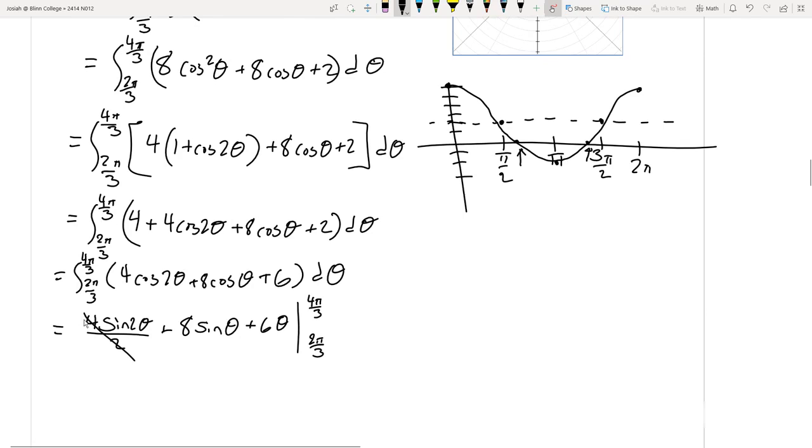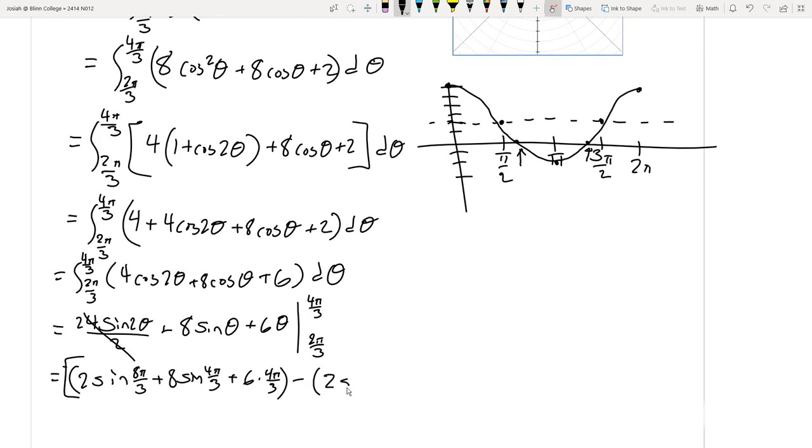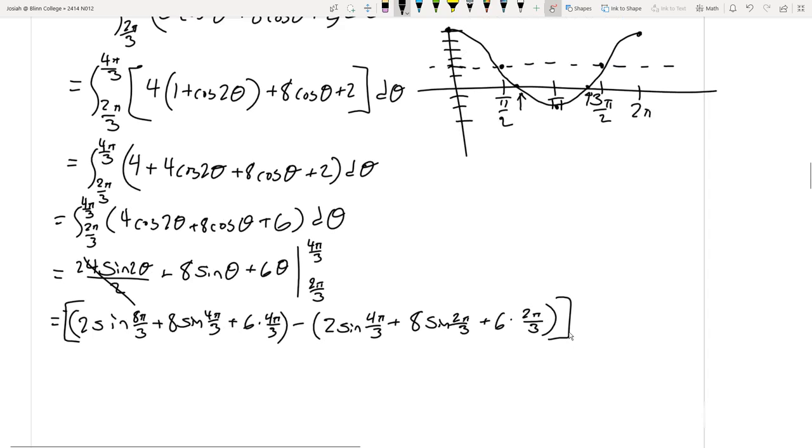All right, got some cancellation. This is now 2 sine of 2 theta. So go ahead and open up some brackets. We've got 2 sine of, let's see, 8 pi thirds plus 8 sine of 4 pi thirds plus 6 times 4 pi thirds, minus 2 times the sine of 4 pi thirds plus 8 sine of 2 pi thirds plus 6 times 2 pi thirds. There we go.